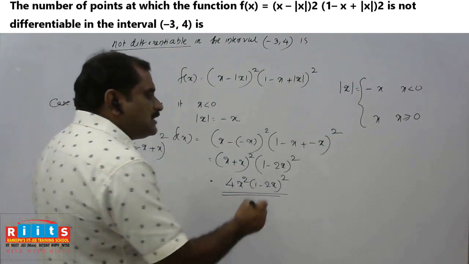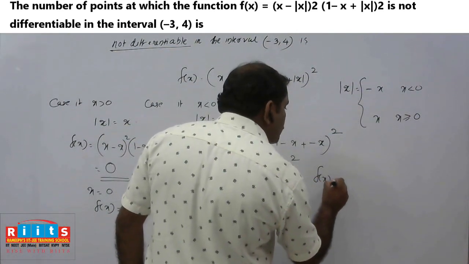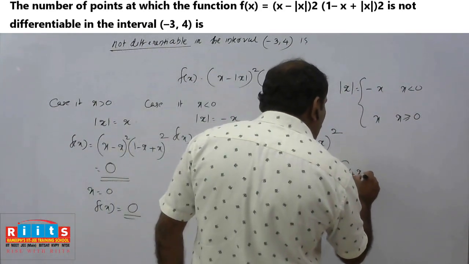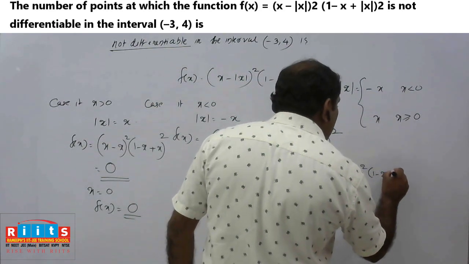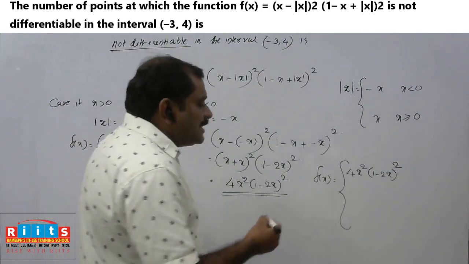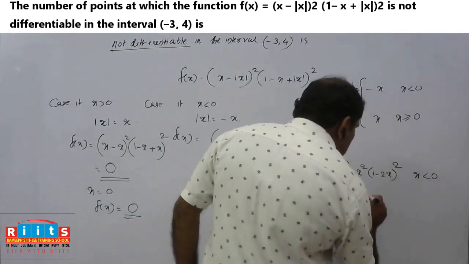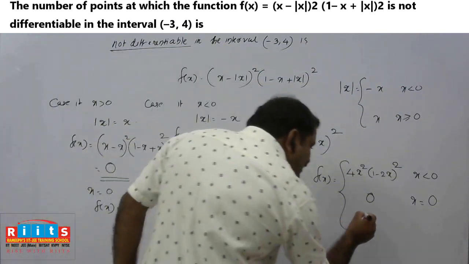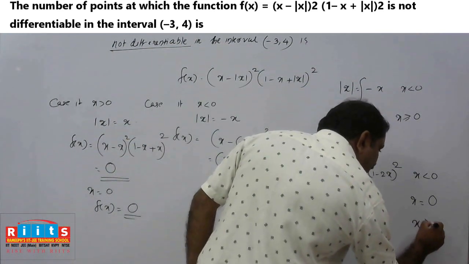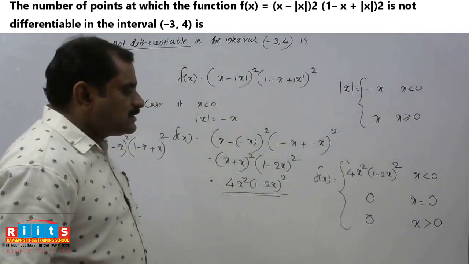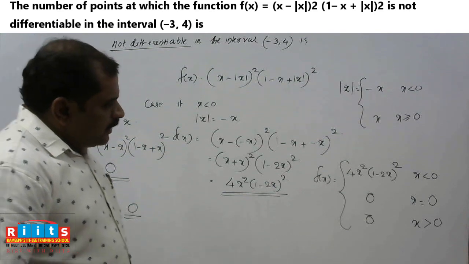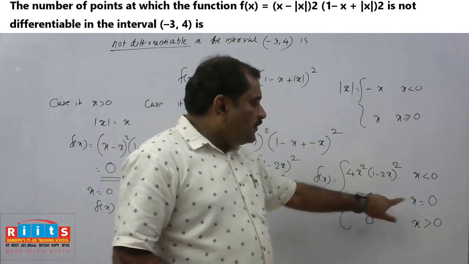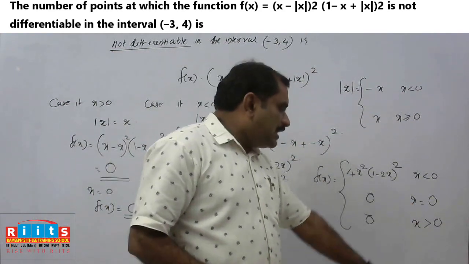So we get the split up function f of x equal to 4x square into 1 minus 2x the whole square if x is less than 0, 0 if x is equal to 0, and always 0 if x is greater than 0.